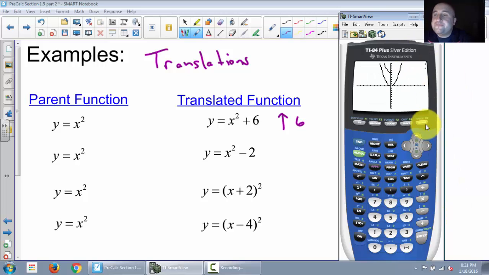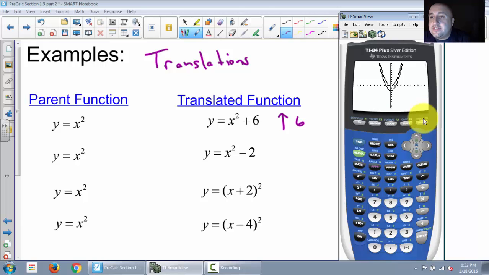So there's our function, and then look. It moved up 1, 2, 3, 4, 5, 6 tick marks up. So it moved our parabola. It just shifted our graph up 6. Now if we look at our next one, it says minus 2. Let's see what that's going to do. If we take minus 2, it should move the whole parabola down 2. So here's our original.